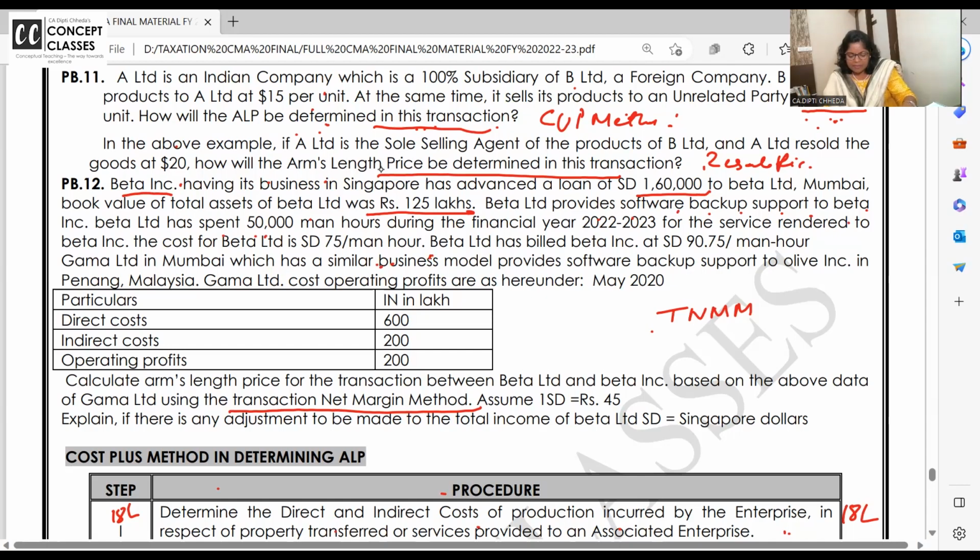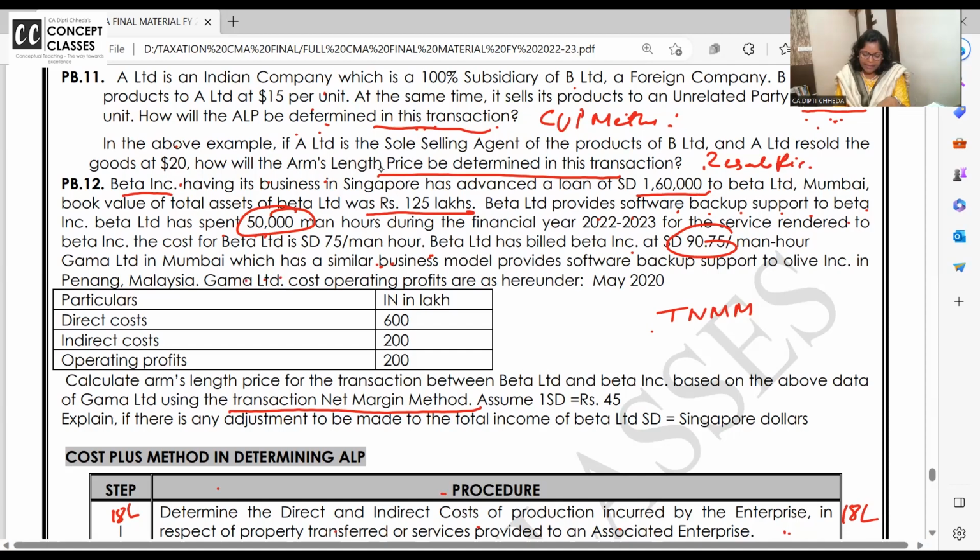इसको ना cost plus method के जैसे भी दिख रहा है. Beta Limited has billed 90.75 per man hour. मतलब हमने actual price कितना charge किए हैं? Actual price charged is how much? 50,000 man hours है. और we have charged 90.75. Right? That's what we have charged actually.